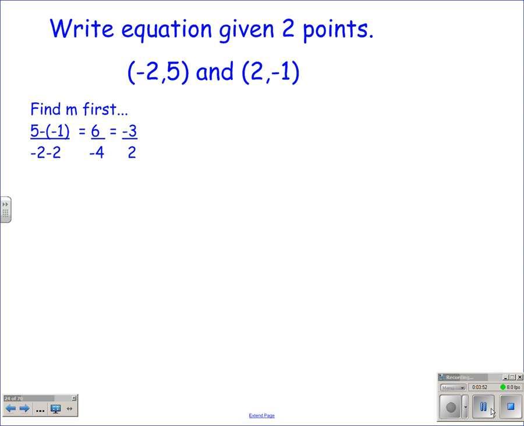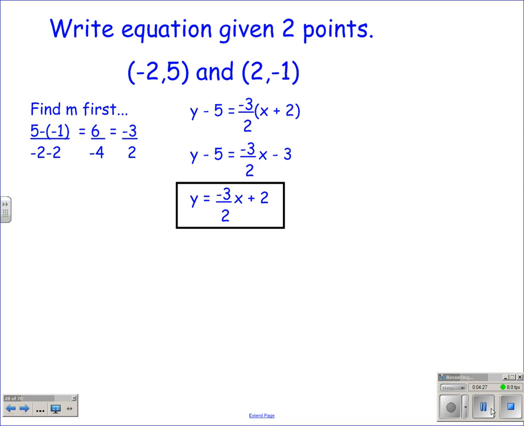Now we will write the equation in point slope form using that slope and either one of the 2 points that are given to us. I'm going to use the first point. Y minus 5 equals -3/2 times the quantity x plus 2. Distribute on the right-hand side as we've done before, and you'll see that we have y minus 5 equals -3/2 x minus 3. Now get your constants together so that you have y all by itself, and you'll have y equals -3/2 x plus 2. This equation is in slope-intercept form.